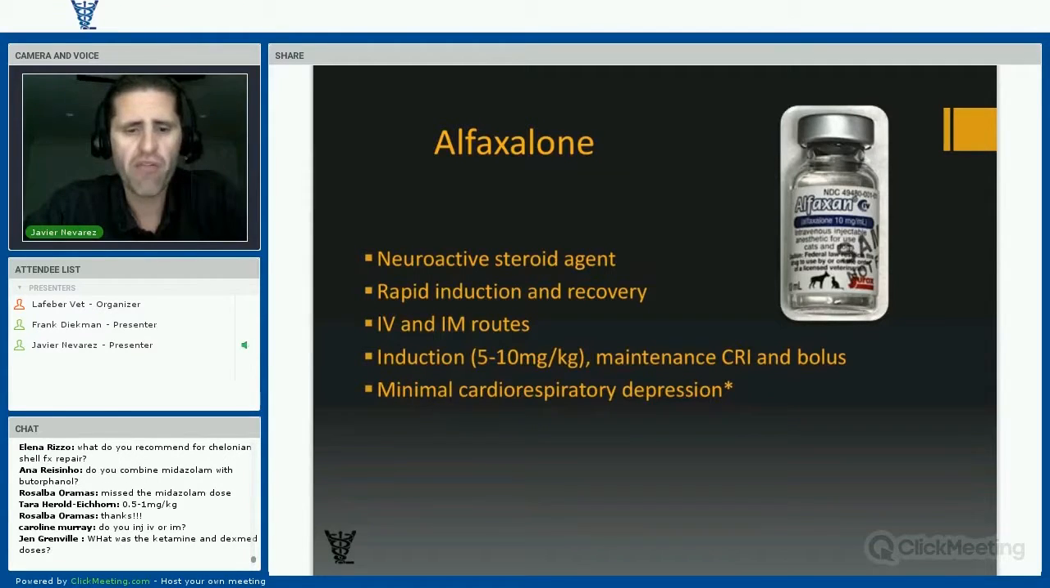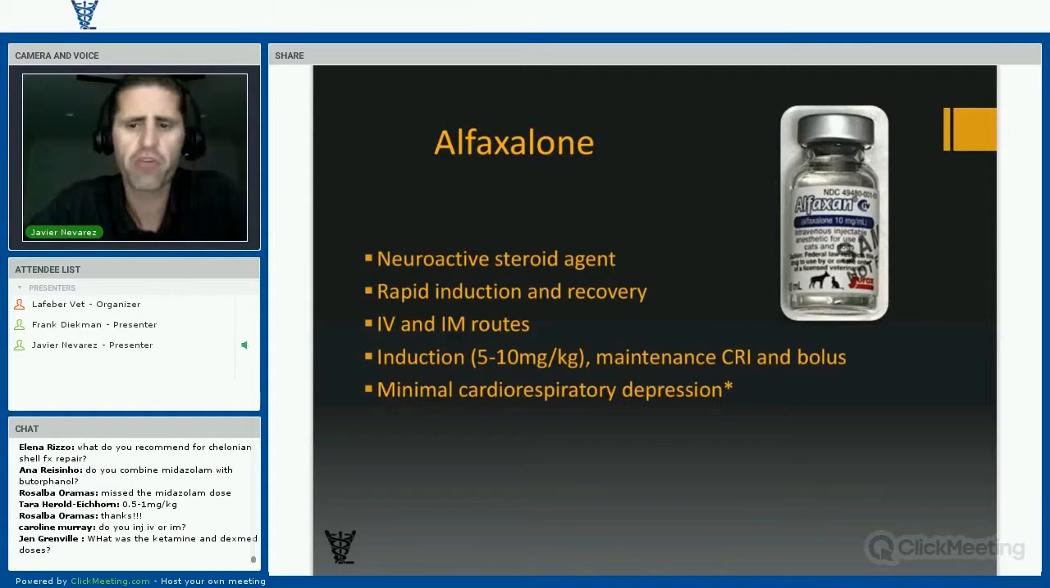Very effective, seems to be fairly safe. Even at very, very high doses in reptiles, it seems to have a fairly wide margin of safety. In dogs and cats, not so much. Once you start getting the 40, 50 mg per kg in dogs and cats, you start running into issues with those. So I mentioned the expense of alfaxalone.